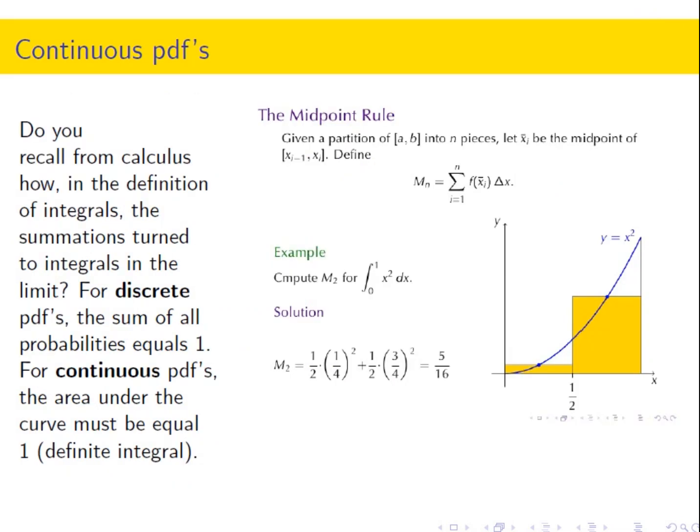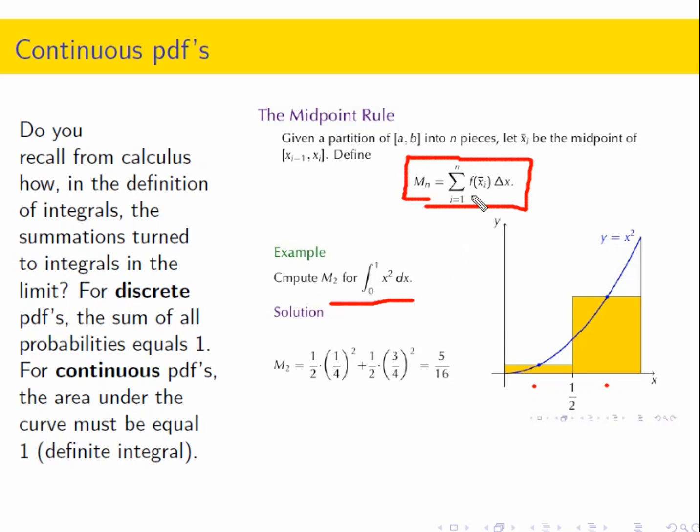Let's consider what it would take for a continuous function f of x to be a probability density function. The first thing I want to remind you of is some calculus. When we were defining the integral, we started with a summation, adding up the area of these rectangles, and then we took the limit. When we take the limit, we get the integral. Well, the same thing is happening.